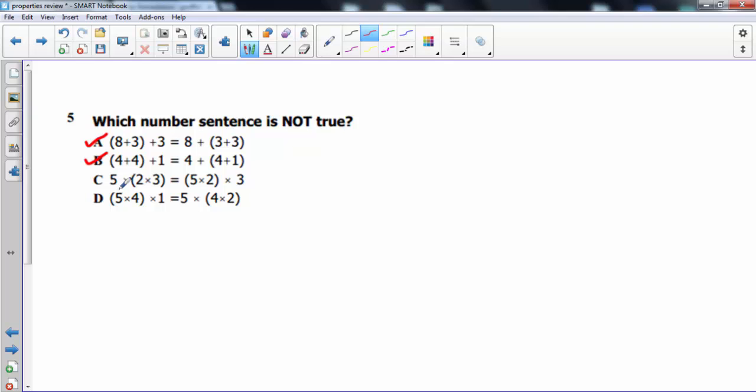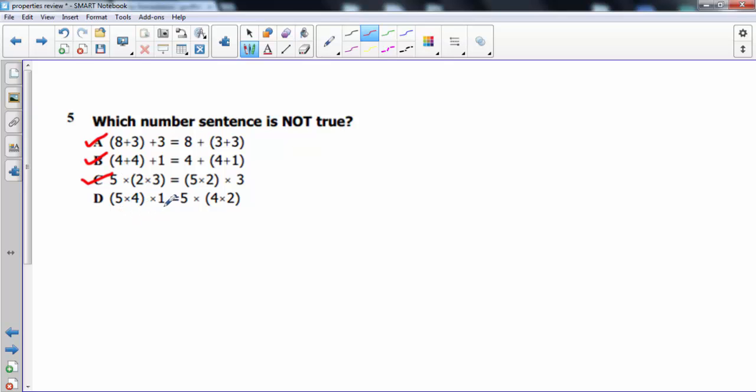Here I have the same operation. We changed operations, but the same operation is happening here and here. 5, 2, and 3, 5, 2, and 3, same numbers, same order, just the grouping has changed. That's going to be true. It's the associative property.